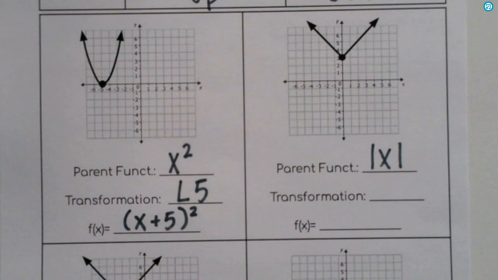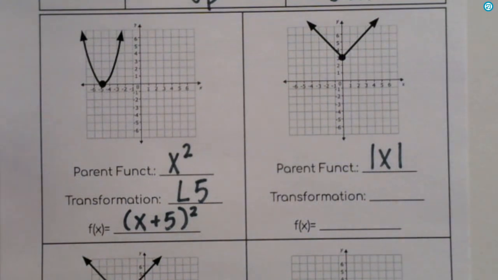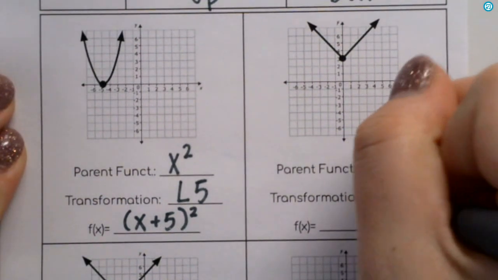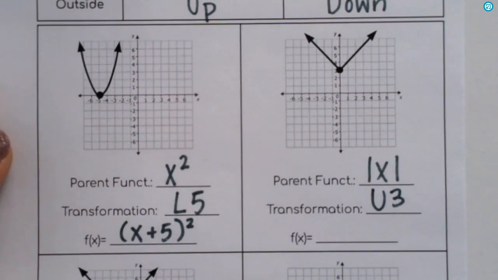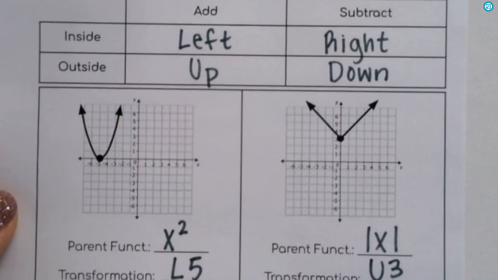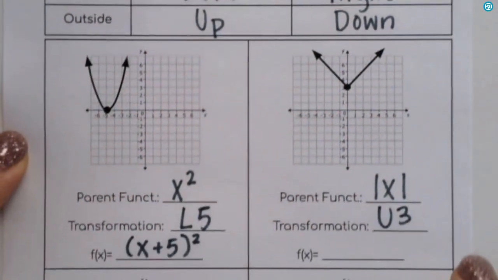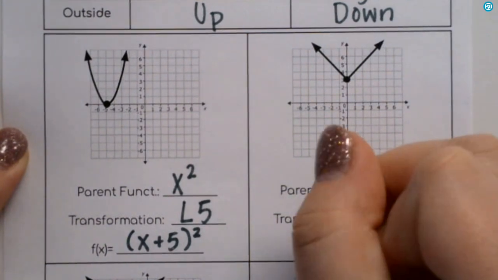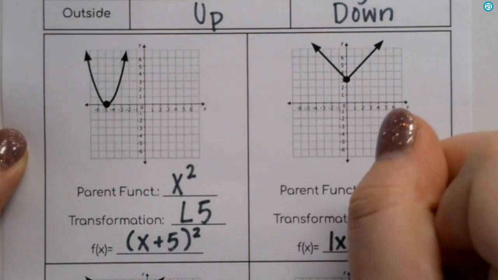Okay, the next one, which direction did our graph go? Straight up. So this one went up 1, 2, 3, and you have to count, see how far they went. So this one went up 3. So then looking at my little notes, to go up, I need to add outside. So I'm going to do an absolute value function, and then I'm going to add outside.